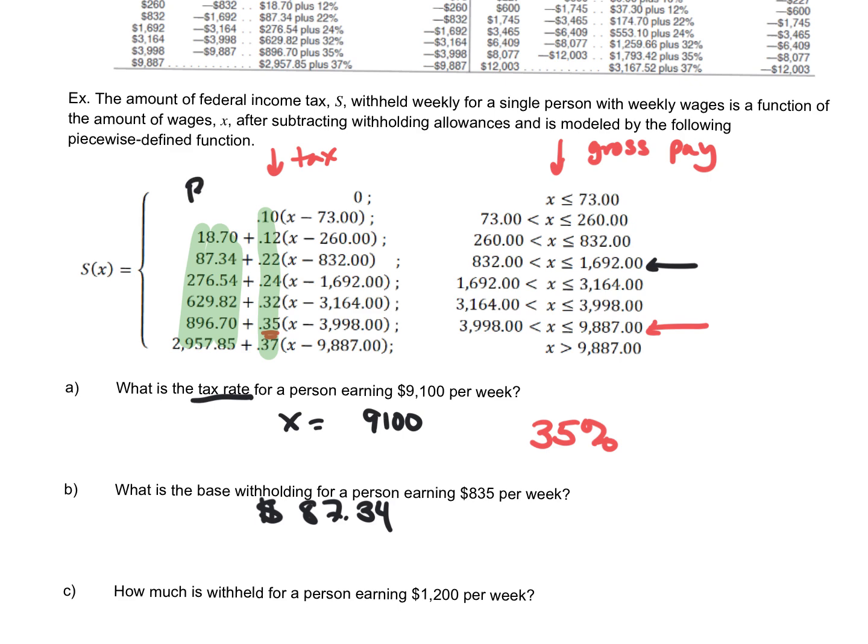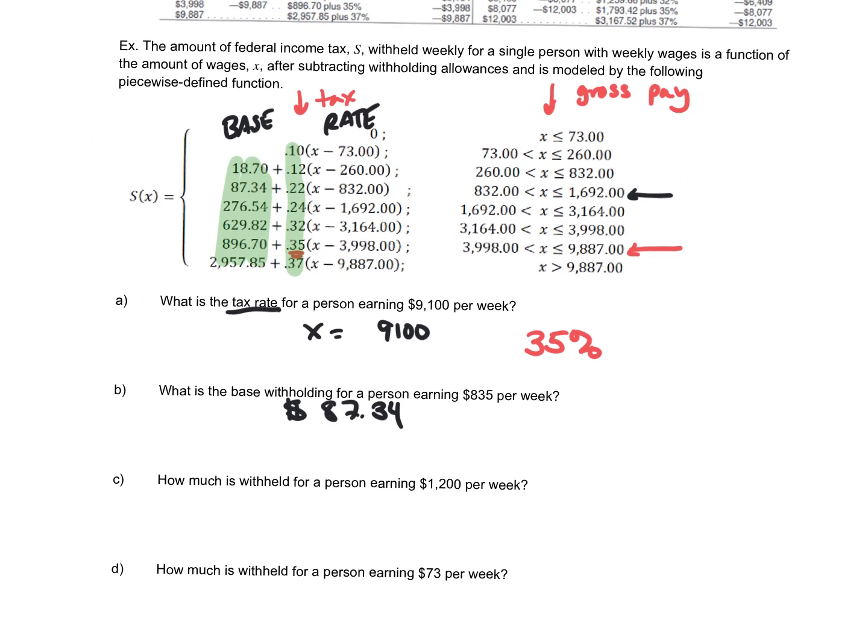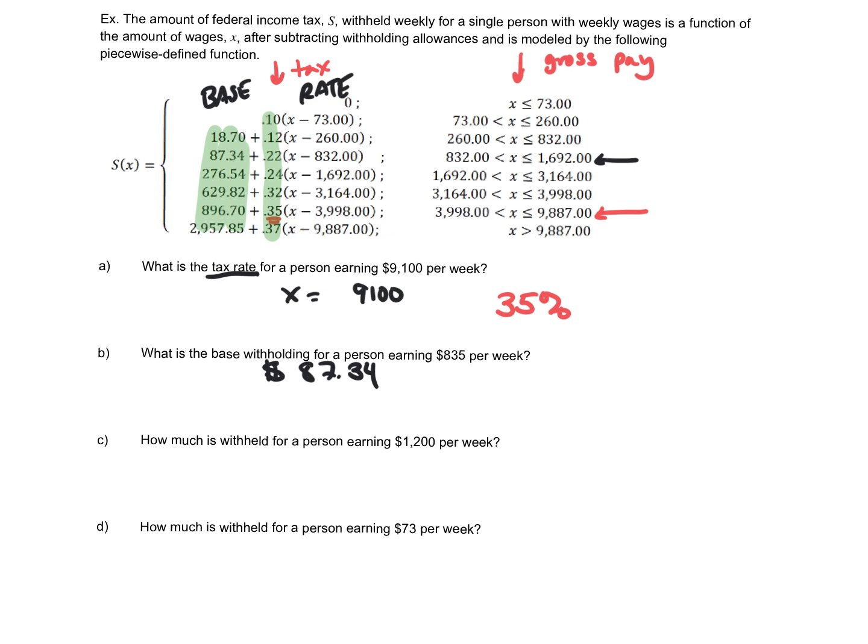So you pay $87.34 per week in tax, plus more, depending on your actual salary. So you have the base here, and then you have your rate determined over here, and then you just add those together, okay? So if we want to actually do the whole problem, it says, all right, how much tax is withheld for making $1,200 a week? Okay? So $1,200 is in this category. You're in the fourth category.